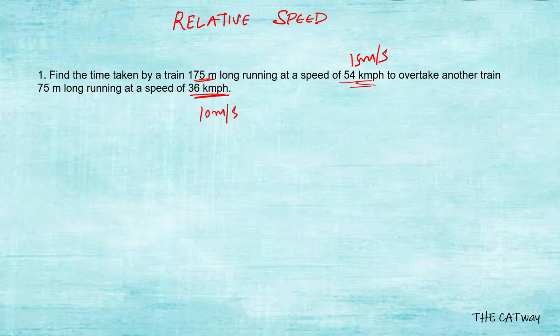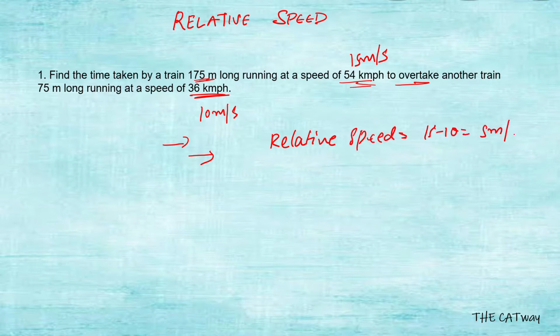Now it is saying that to overtake means in the same direction. You cannot overtake coming from opposite directions. So when in the same direction, the relative speed will be the subtraction of both. So relative speed is going to be 15 minus 10, that is going to be 5 meter per second. So the relative speed is 5 meter per second.